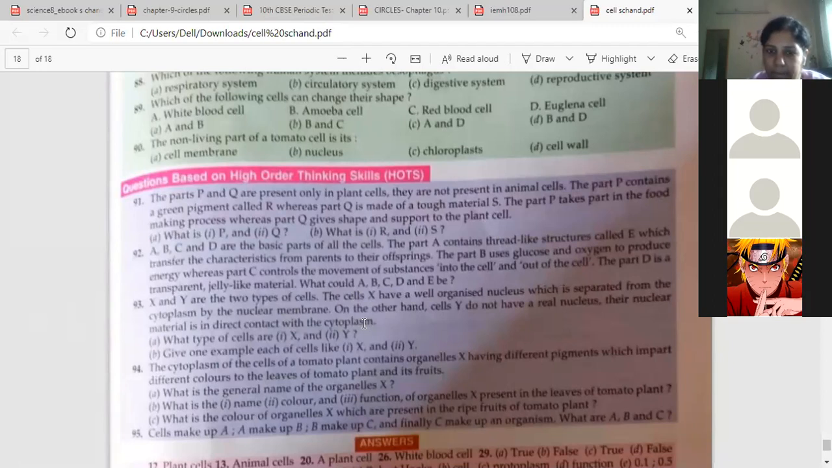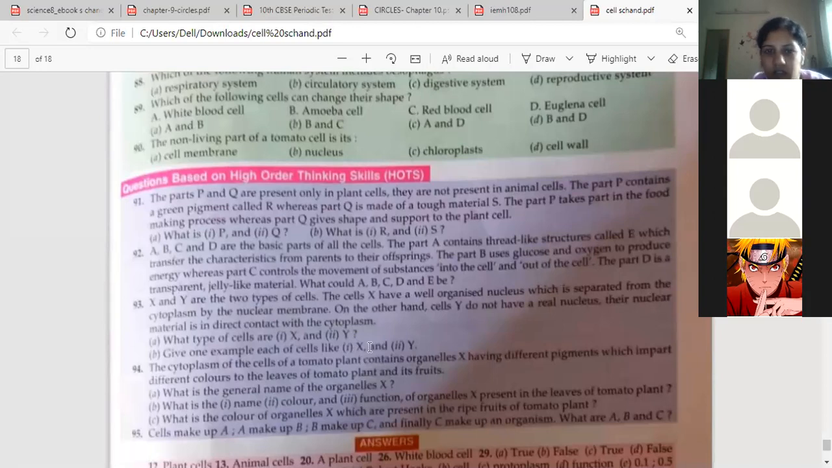Prokaryotic and eukaryotic. Prokaryotic cells do not have a nuclear membrane and eukaryotic cells have a nuclear membrane. Clear? Give one example each of the cells like X and Y.